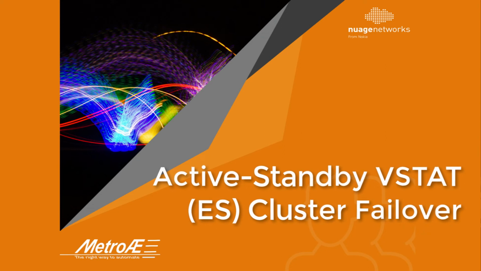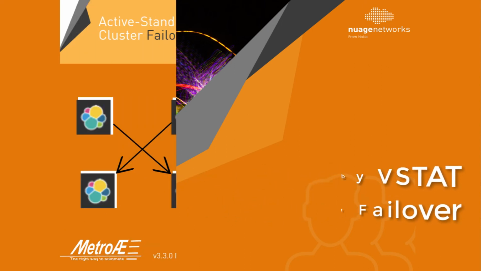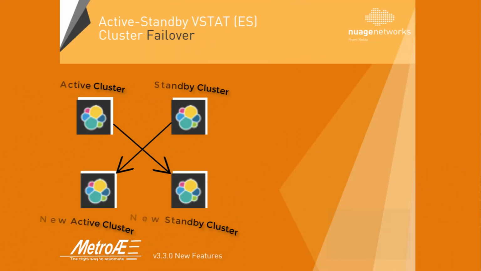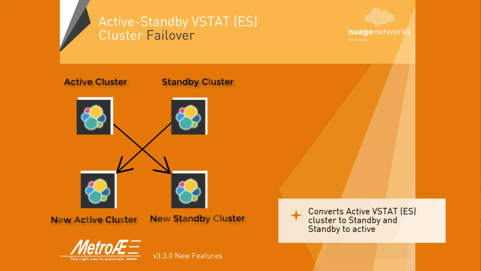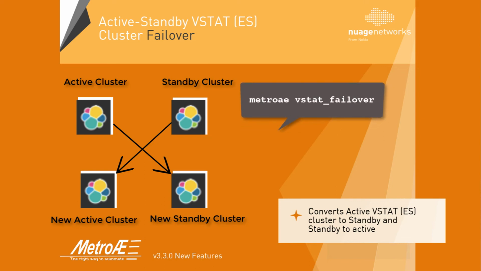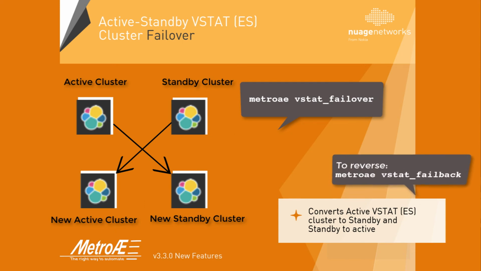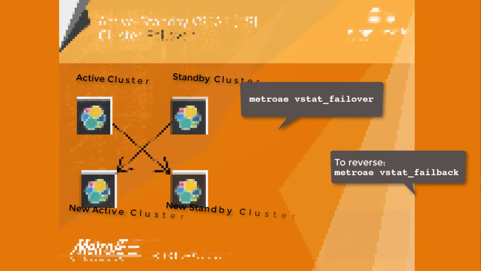MetroAE also supports vStat active standby cluster failover and failback procedures. In this procedure, the active vStat cluster becomes the standby cluster and the standby cluster becomes the active cluster. To achieve this, run MetroAE vStat failover. To reverse this configuration, run MetroAE vStat failback.